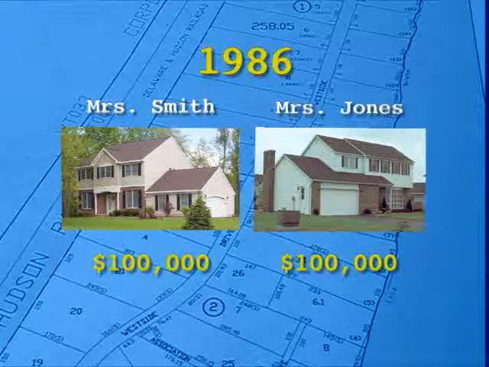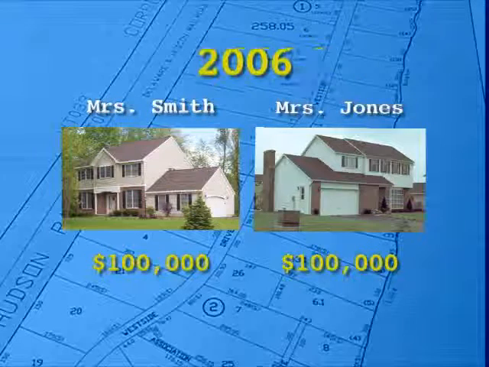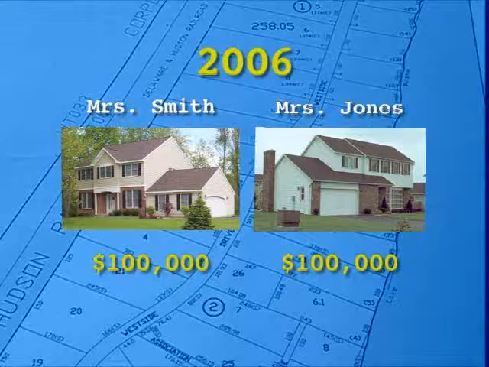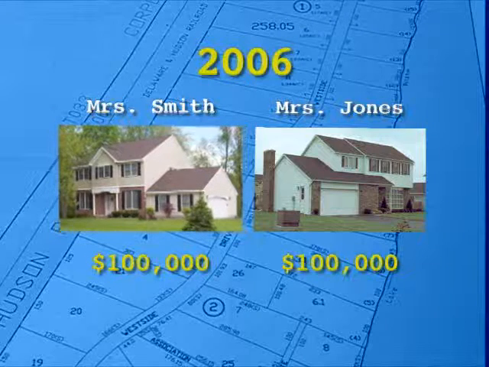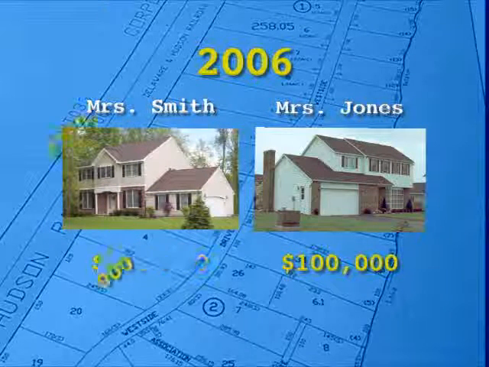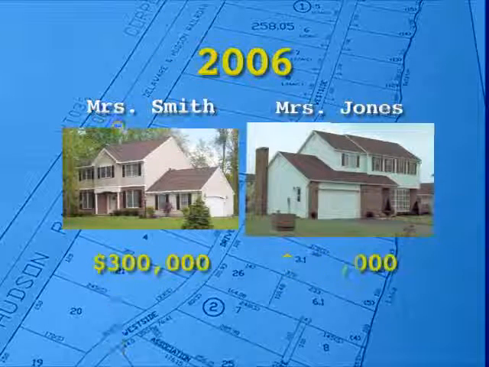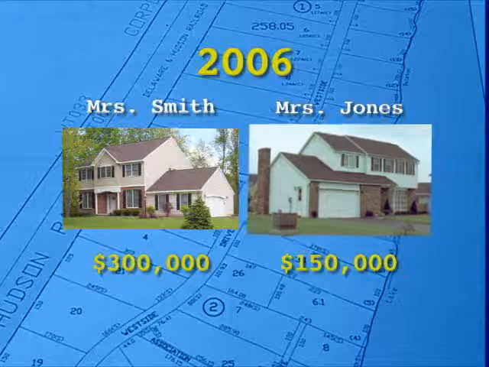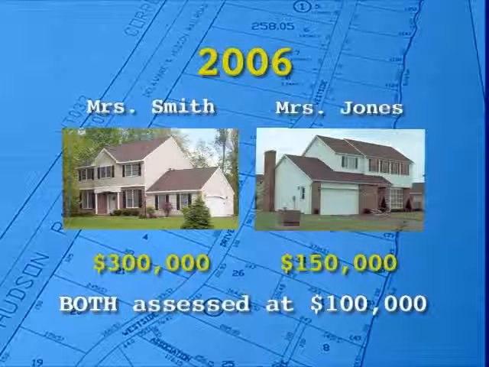Now, as we all know, the value of real estate has changed dramatically since that time, and any realtor will tell you that a lot of factors affect the changing value of a home. So, we fast forward 20 years and find that Mrs. Smith's home is in a more affluent neighborhood, and she's made some improvements to her home. As a result, she could now sell her home for $300,000. Meanwhile, Mrs. Jones could sell her home for $150,000. However, since the town hasn't conducted a reassessment, both properties are still assessed at the same $100,000 value.